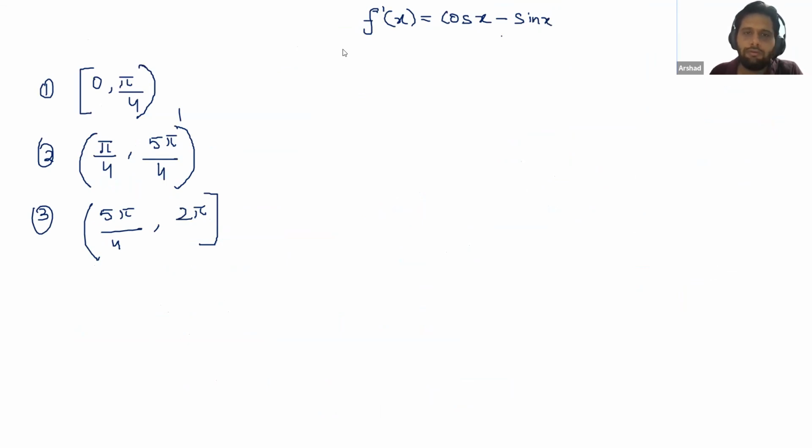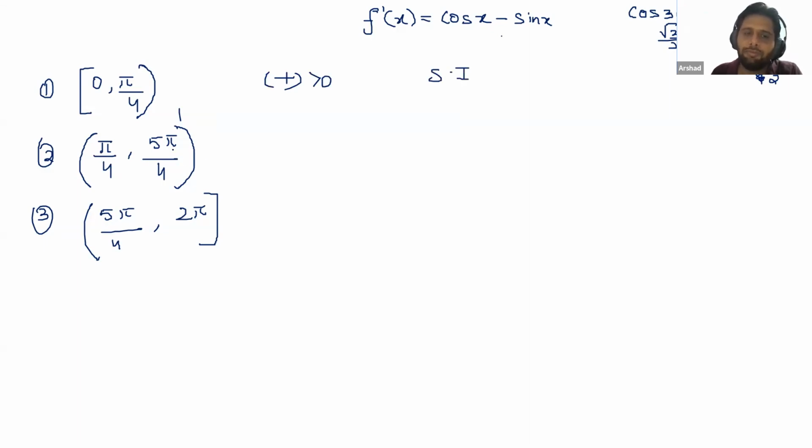Please check here. This is the derivative of the function on 0 to pi by 4. 0 to pi by 4 means 0 to 45 degrees. Fahd, can you tell me a standard angle between 0 and 45? 30 degrees. So please put 30 here: cos 30 minus sin 30. Cos 30 is root 3 by 2, and minus 1 by 2. Will it be positive or negative? Positive, because root 3 is 1.73. So this is greater than 0, so strictly increasing.